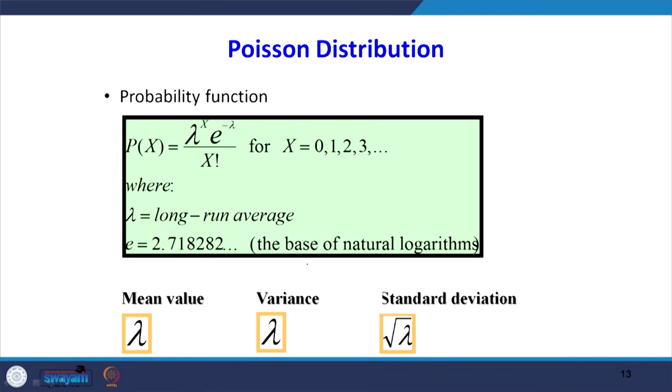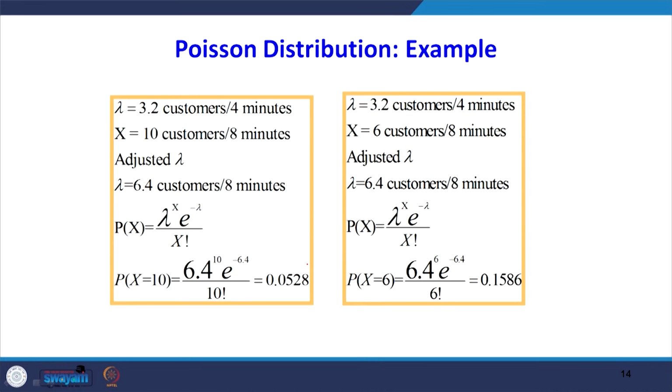The probability function for the Poisson distribution is lambda power x, e power minus lambda, divided by x factorial, where x can take only discrete values. Lambda is the mean, that is a long run average. The value of e is 2.71. The mean of the Poisson distribution is lambda, the variance is lambda, and the standard deviation is root of lambda. This is called a univariate distribution because it has a single parameter. It is a special property of the Poisson distribution that mean and variance are the same, that is lambda.